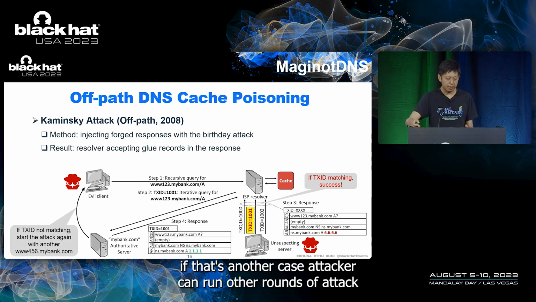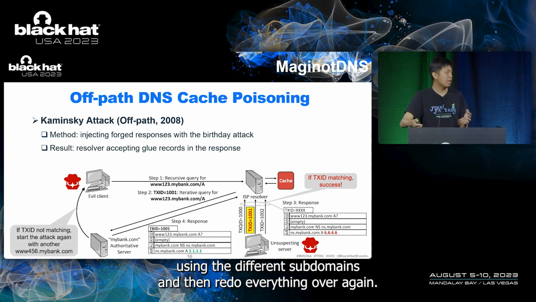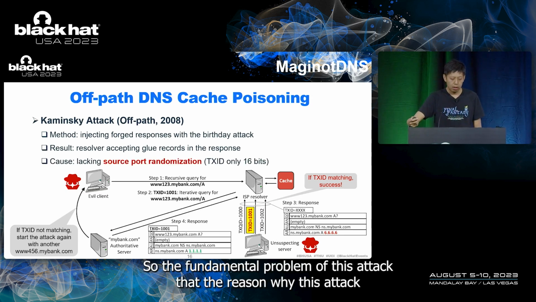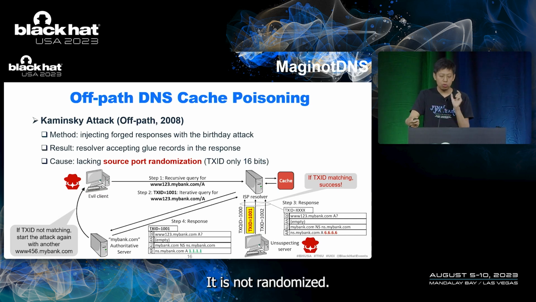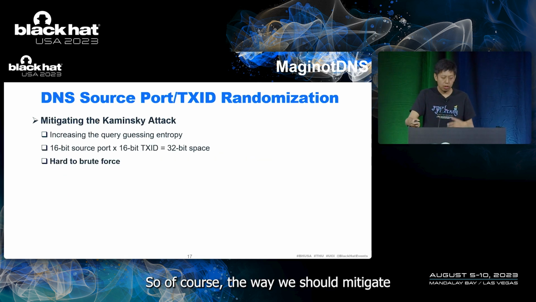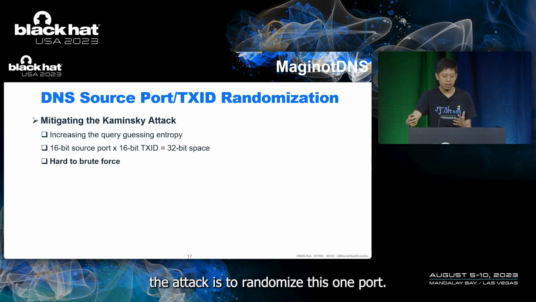If that's not the case, the attacker can run another round of attack using different subdomains and redo everything over again. The fundamental problem of this attack, the reason why it can happen, is that only the TXID is randomized. The source port is not randomized at all. So, of course, the way we mitigate the Kaminski attack is to randomize the source port.